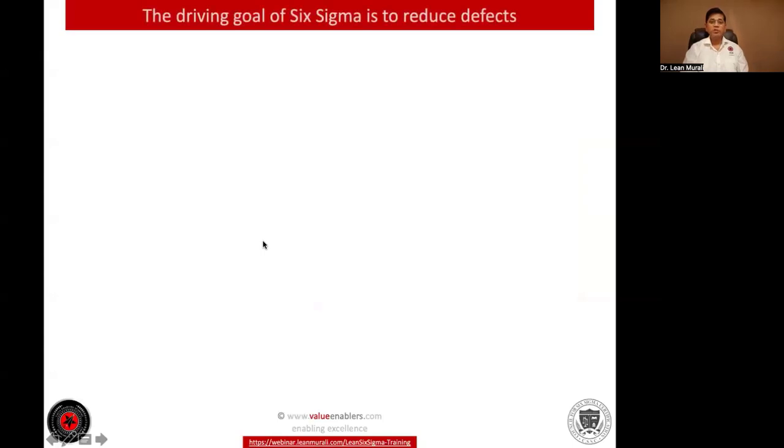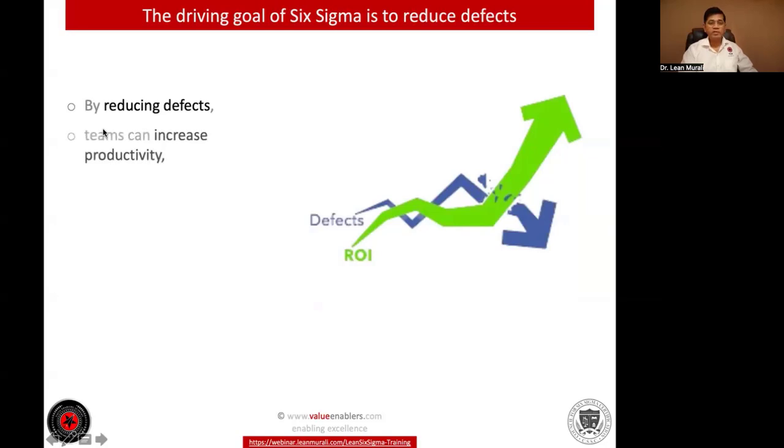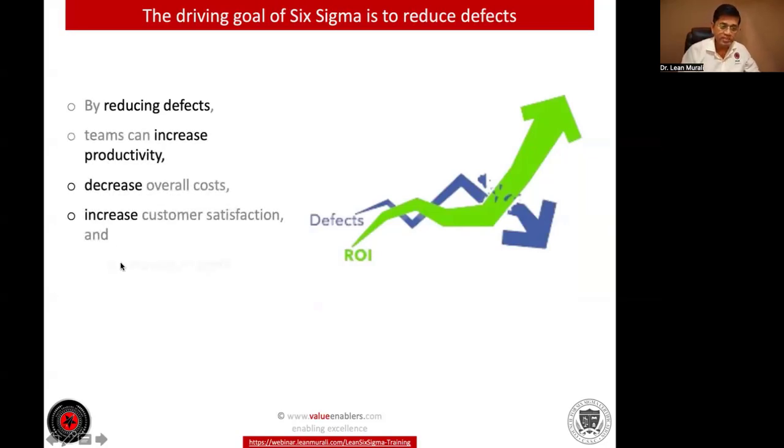Now, the standard deviation. The main goal of Six Sigma is to reduce the defects. And if you reduce the defects, the return on investment will go up. By reducing defects, the team increases productivity, decreases overall cost, increases customer satisfaction, and creates maximum profit. If you agree with me, on a scale of 1 to 10, please give me a 9 or 10.